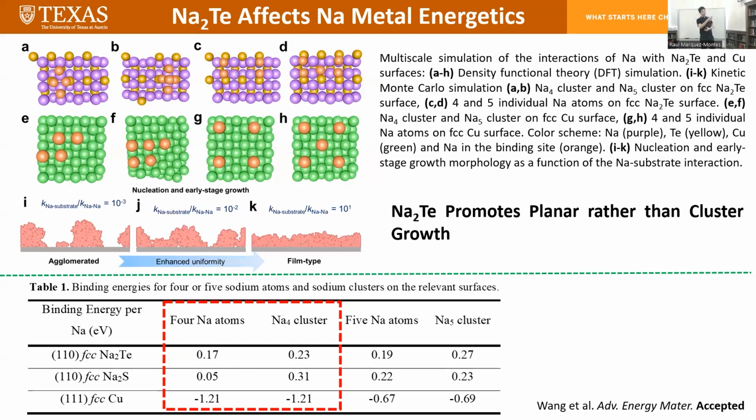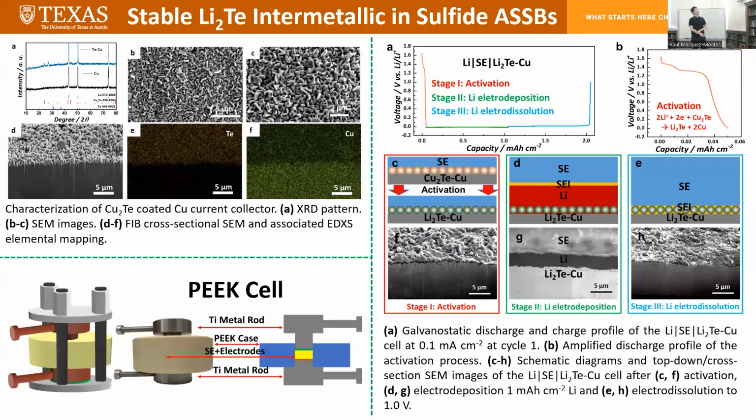So basically the conclusion is that the sodium telluride promotes planar rather than cluster growth. Since I don't have the application for anode-free batteries here, I use it for full cells, not anode-free, with anode excess, where the tellurium ones give very good performance. But since it's not shown here, I'm going to move to the next research, which uses some similar ideas.